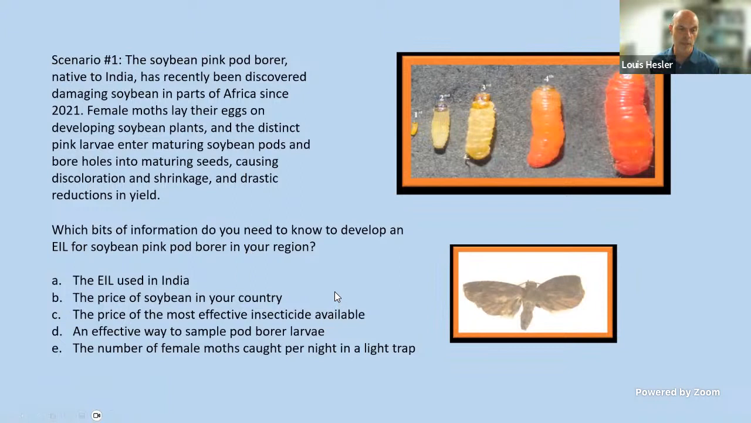And then finally, E, the number of female moths caught per night in a light trap. This one, again, would not be necessary for developing an EIL for pod borer in your region, but it could be useful in terms of developing sampling. If you could sample moths that were caught in a light trap, then you might know when the moths are active, and you could expect when to see the larvae appearing in the field. Then you would know when to start sampling for those larvae. So no, it's not important for the EIL at this point, but it could be important for overall pest management. Okay, let's move on to scenario number two.